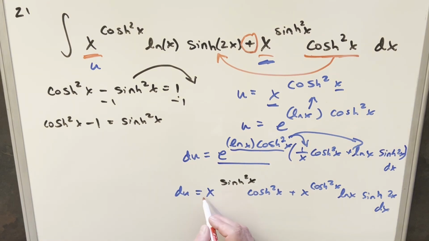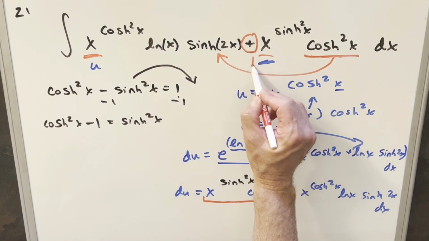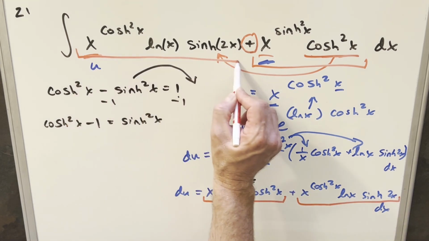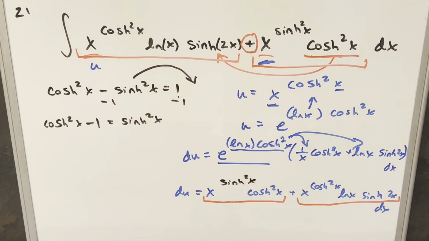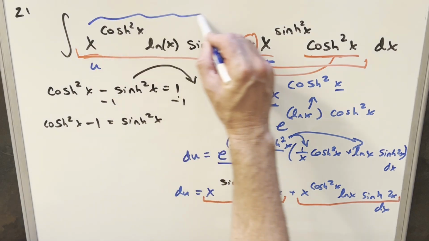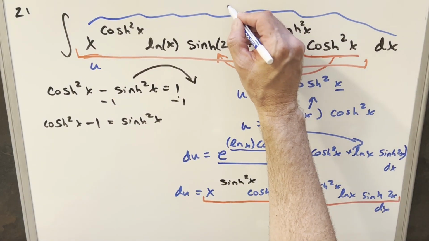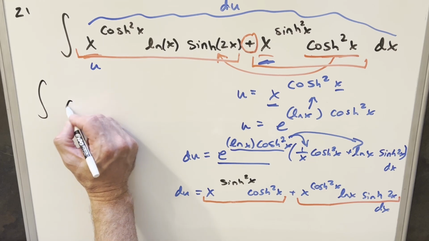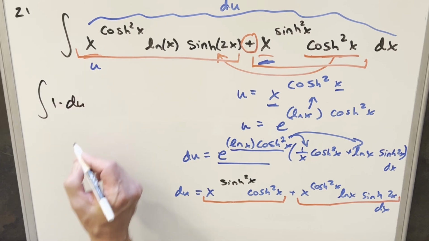And now at this point, the thing to notice is what we have right here, x to the sinh squared x cos squared x. That's this second part right here. And then over here, x to the cos squared x ln x sinh 2x. This is exactly our first part right here. So what we can say is this whole thing, including the dx, is all going to be just du. So what just happened is we can reduce our whole integral down to just 1 du.